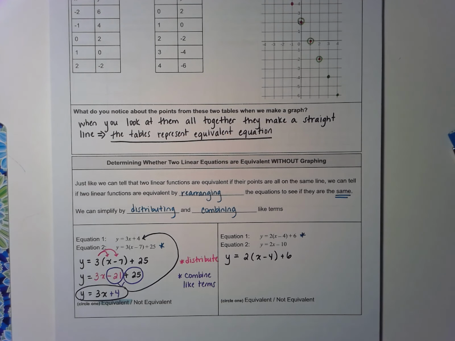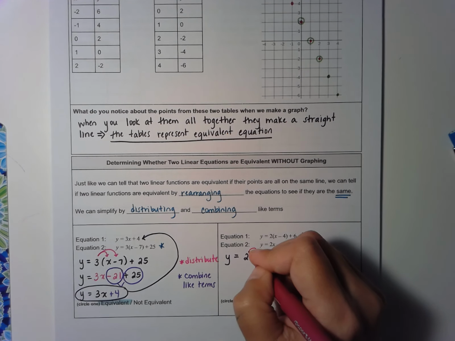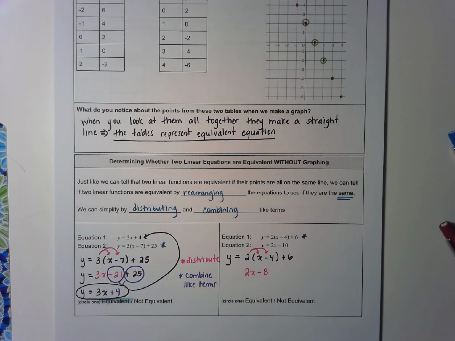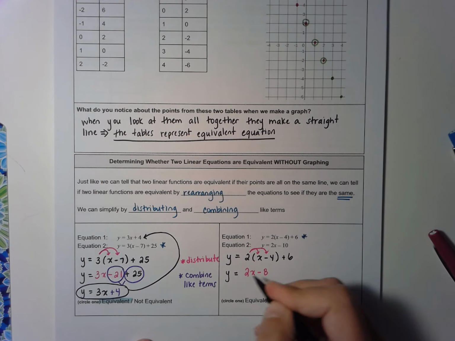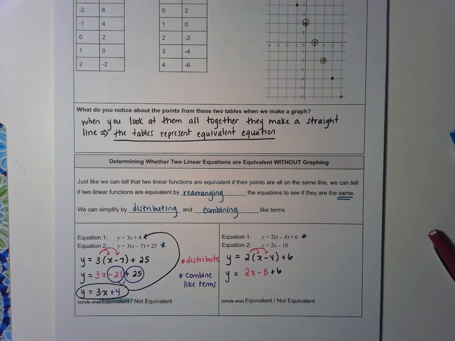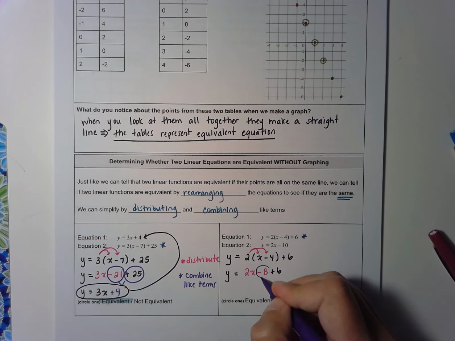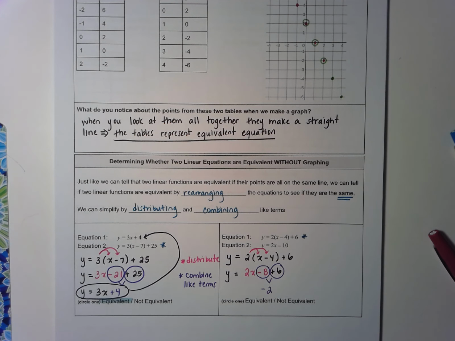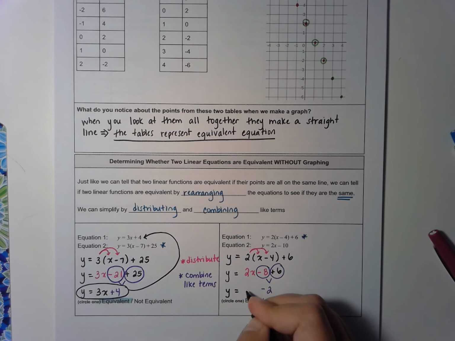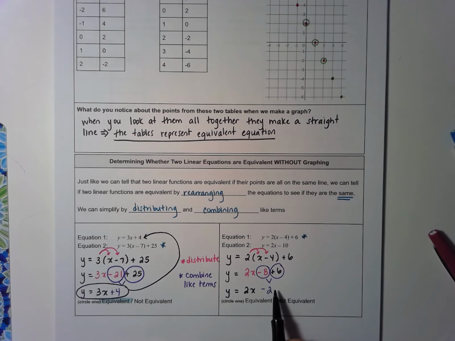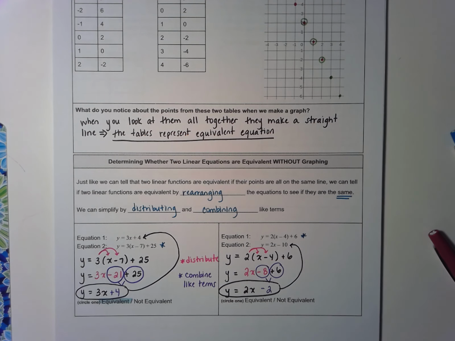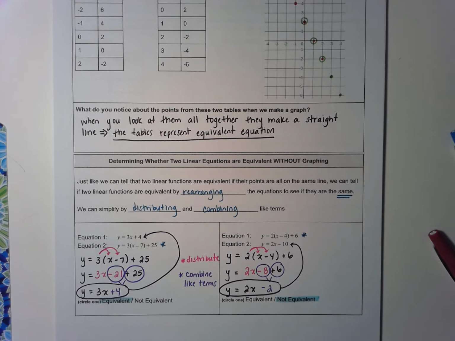And now we're going to distribute just like we did before. So we have 2x minus 8. Copy down the rest of the equation. Don't change anything. Just drop it like it's hot. And then combine like terms. So negative 8 plus 6 makes negative 2. And drop down the rest of the equation. Just drop it like it's hot. Now, if we compare this equation to the equation number 2, they're not the same. So that would tell us that these equations are not equivalent.